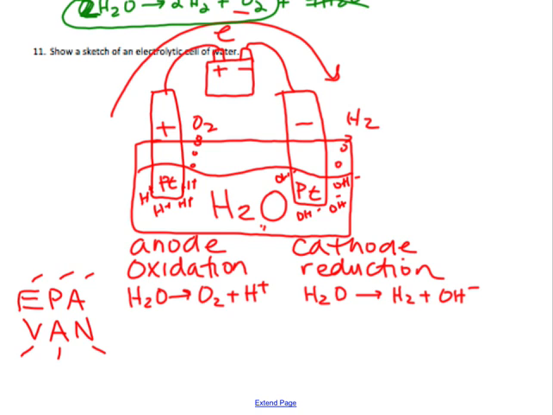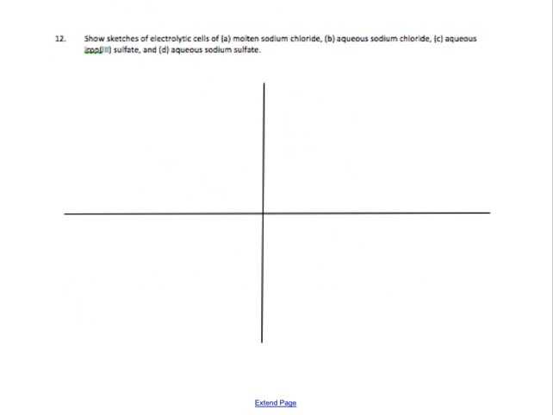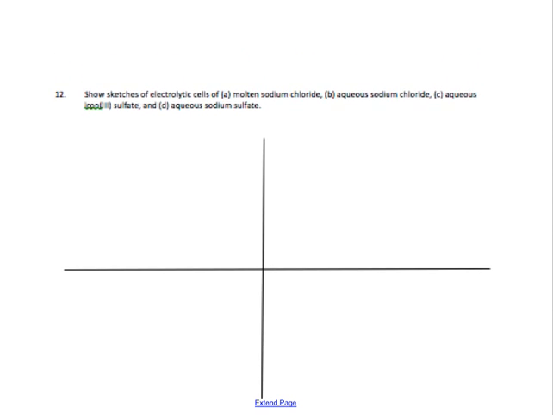We're going to now do a bunch of these in a row. I'm only going to draw one more because we can do these without drawing. So we're only going to sketch out the first one. But the main thing you need to address when you're doing these problems is what products are produced at what electrodes.